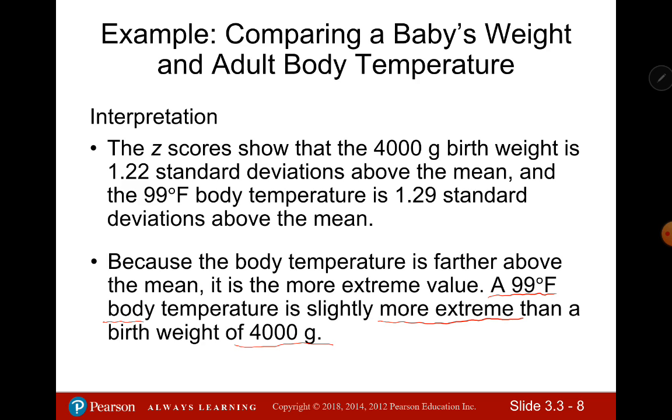Again, we cannot directly compare the x values 4,000 to 99, right? Because they are not from the same data set. So we should standardize these x scores to get z-scores. Then we compare z-scores to see which one is more extreme. Then we can get to the conclusion. The last sentence here is the interpretation of the question.